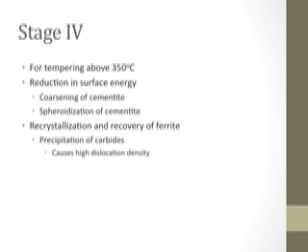The last stage of tempering we will talk about today is at the temperature greater than 350 degrees Celsius. At this temperature, there is a reduction in surface energy, which is caused by the coarsening of cementite and spheroidization of cementite as well. Basically, the pinning effects are reduced as the number of particles decrease and the size increases. Recrystallization and recovery of ferrite also occurs at this temperature. Basically, the precipitation of carbides leaves a very high dislocation density.